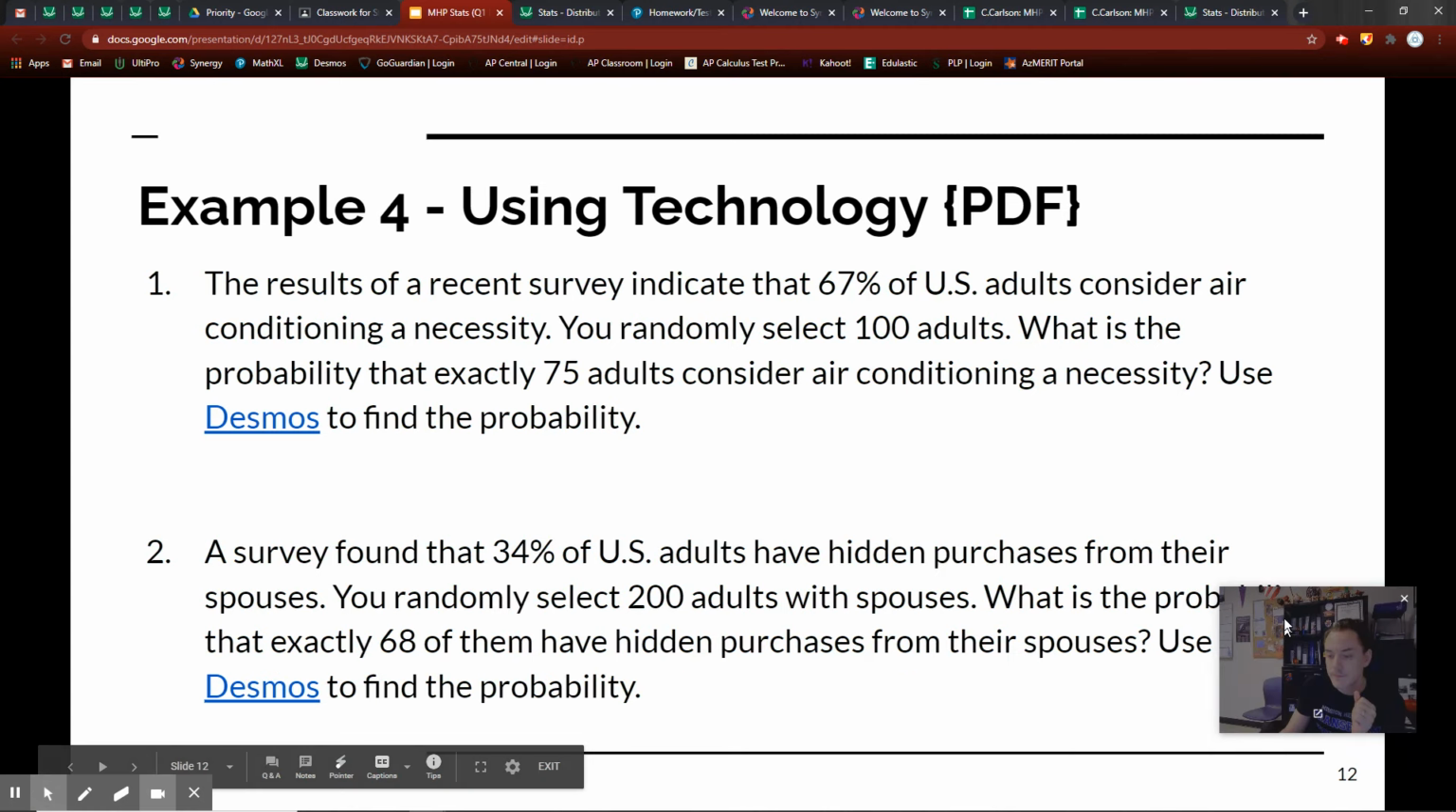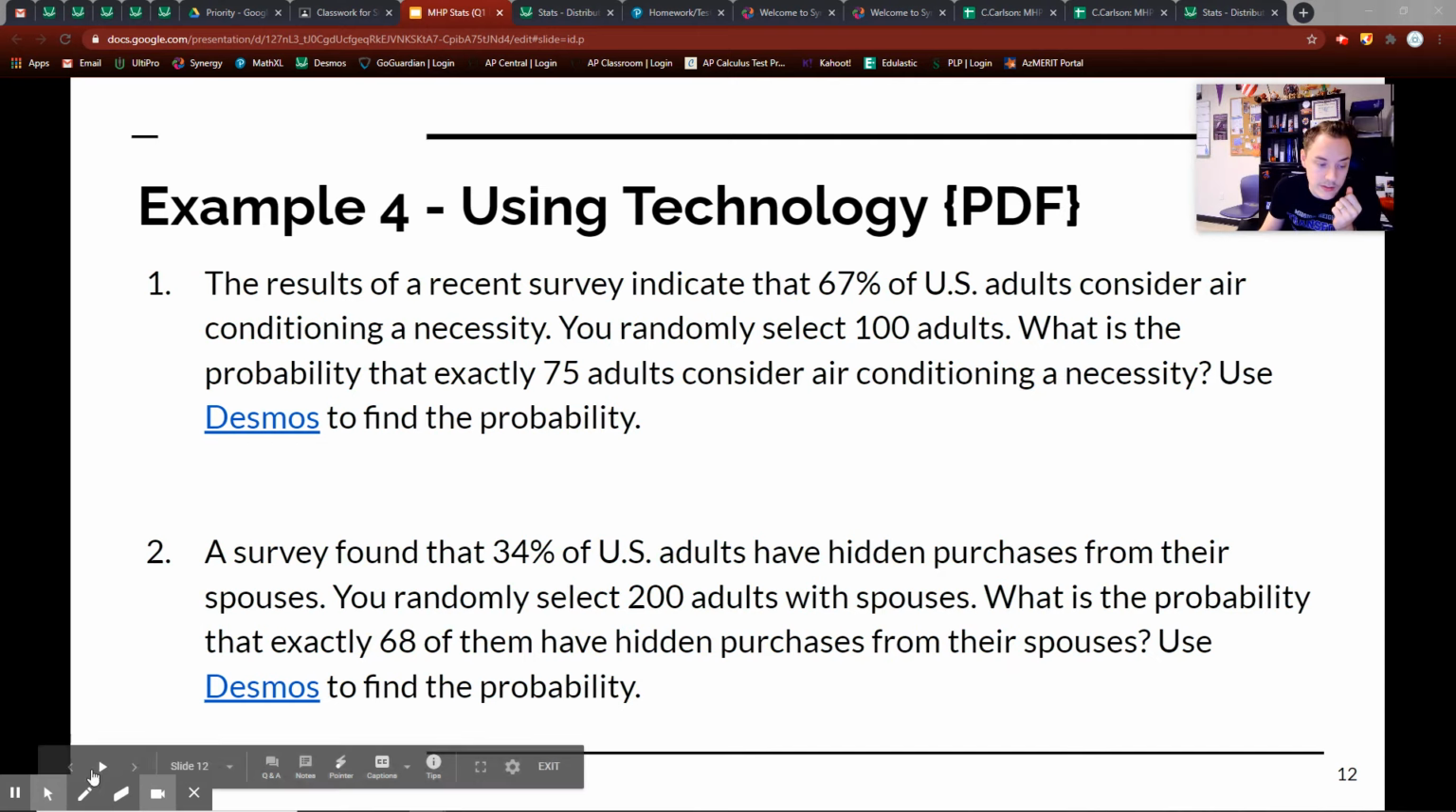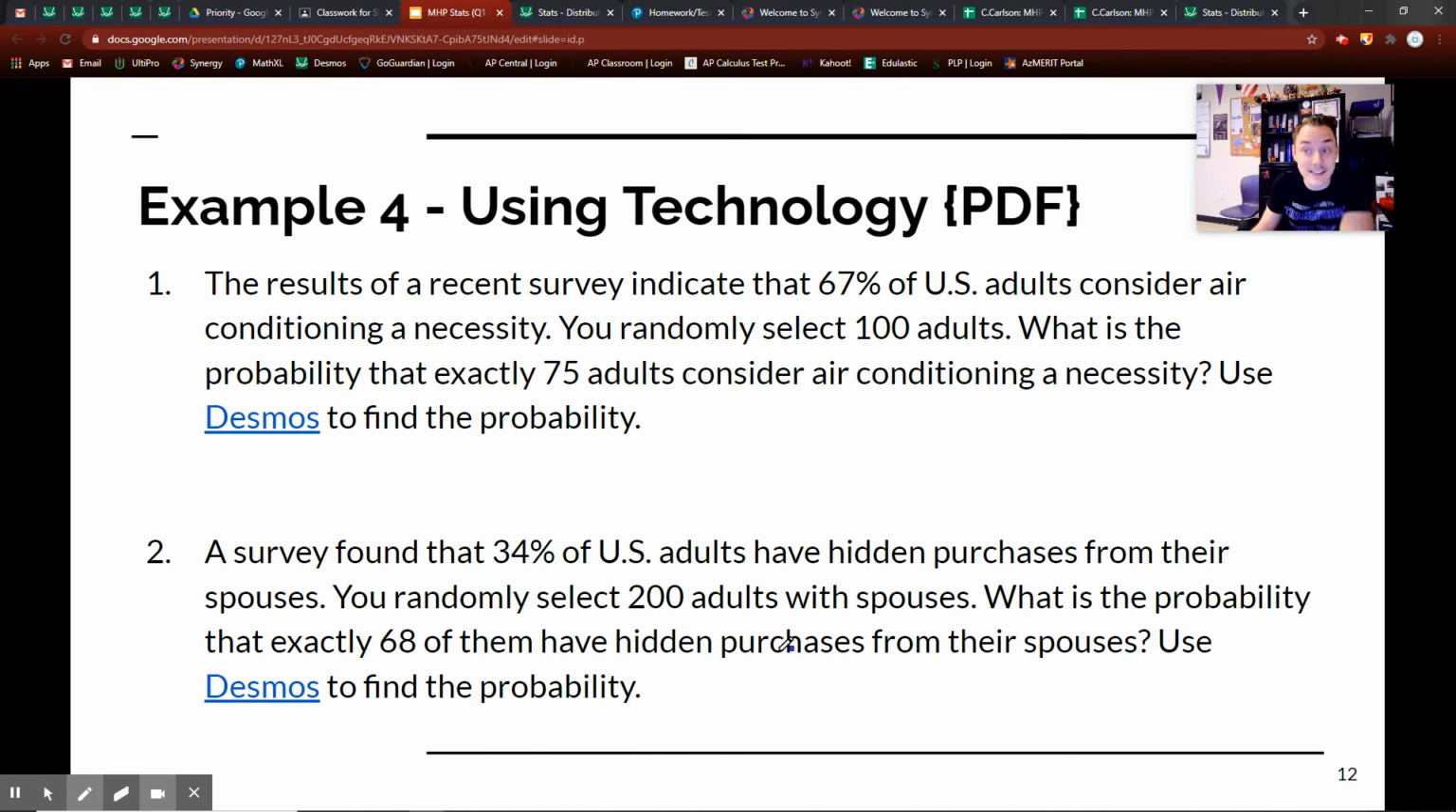The next one. A survey found that 34% of U.S. adults have hidden purchases from their spouses. Yikes. That's pretty dangerous. You randomly select 200 adults with spouses, and what is the probability of exactly 68 of them having hidden purchases from their spouses? Well, here it is. My N is 200, so I have 200 adults. My probability of success is 0.34. And then my X right here is 68. What's the probability of selecting 68 adults with hidden purchases?